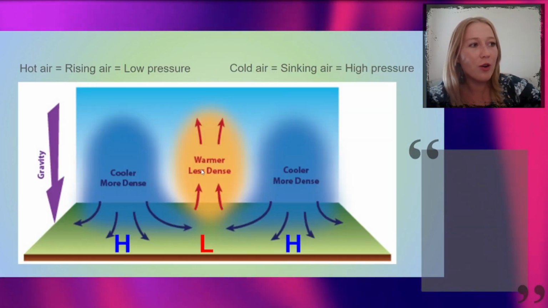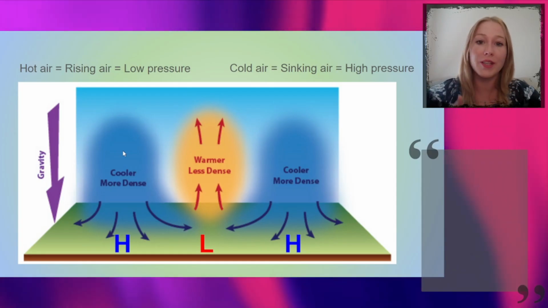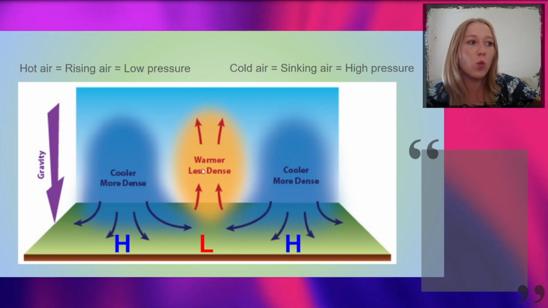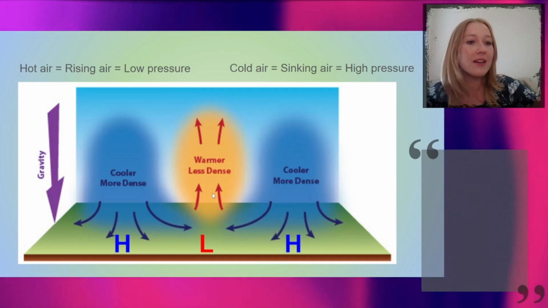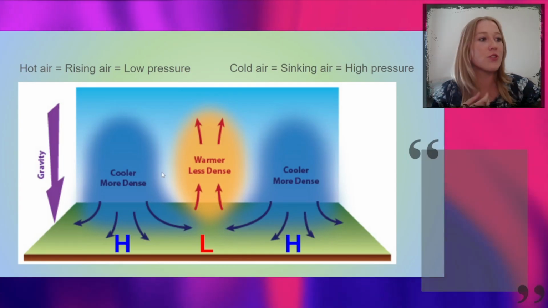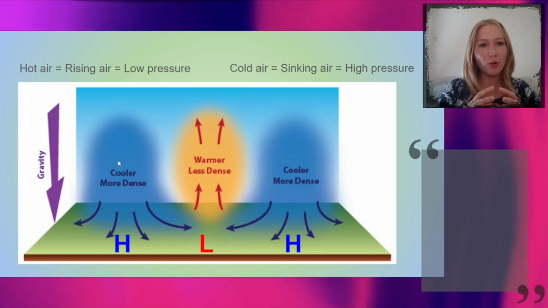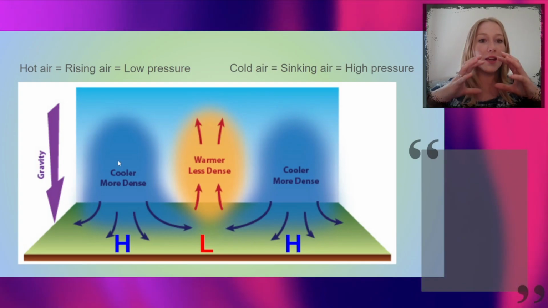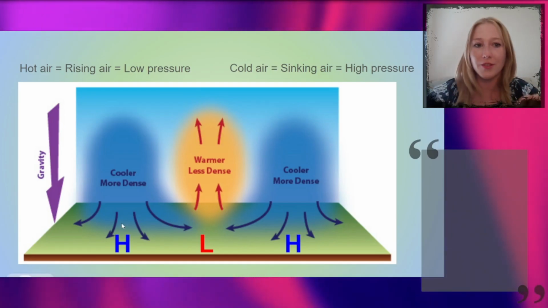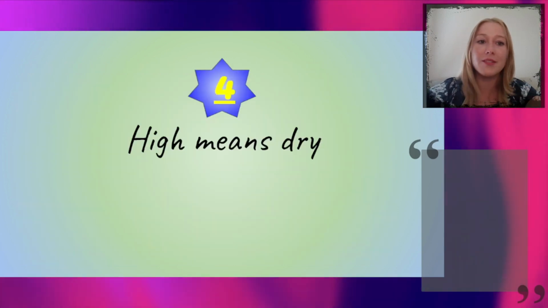Here we have our warm air rising, we have our cold air sinking, and then what comes with that is different pressure at the surface of the earth. If we have warm, less dense air, that air will be rising up and it will relieve the weight off of the ground. So we'll have a lower pressure at the surface. If we have cold, dense, heavy air, that air will sink and will push onto the ground and will apply pressure at the surface. In the atmosphere, high pressure means dry.